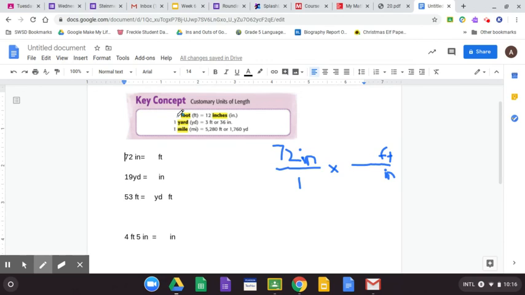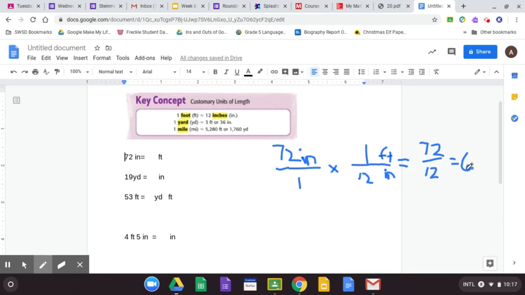So I'm going to go up here and it says 1 foot is equal to 12 inches. So I put the 1 next to the foot and the 12 next to the inches. So now this shows me that I am dividing because when you multiply them, they actually end up with 72 twelfths. And this line here is a division line. So you're going to do 12, how many times does 12 go into 72? And that is 6.